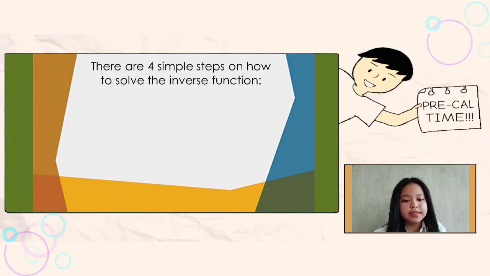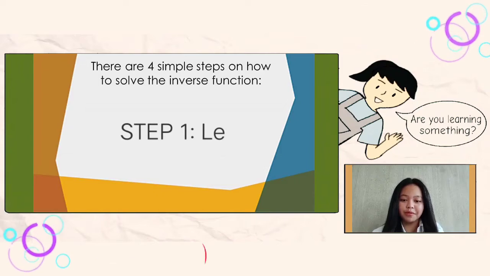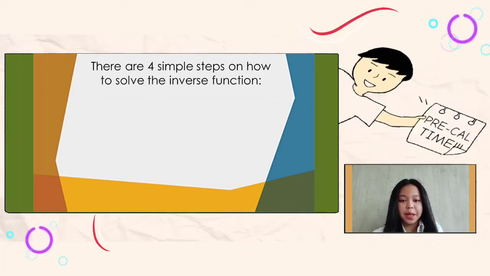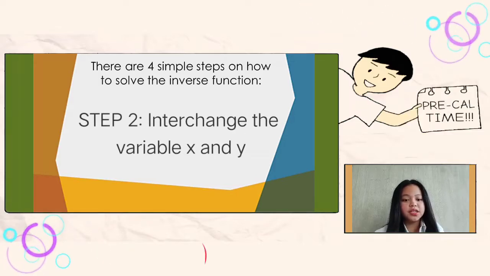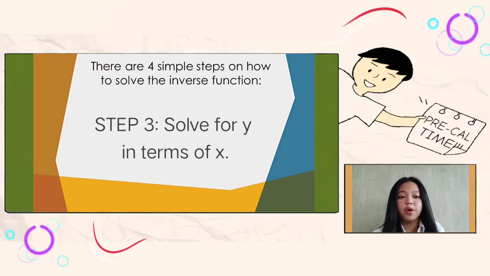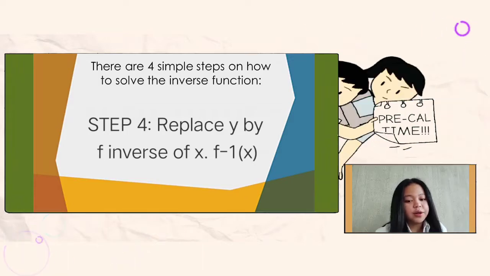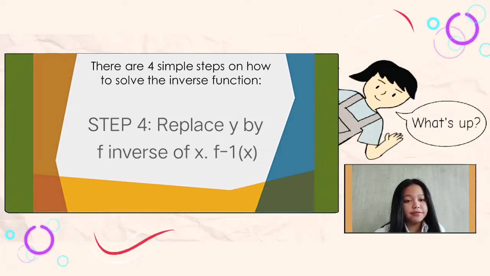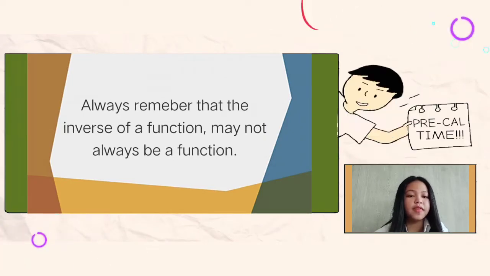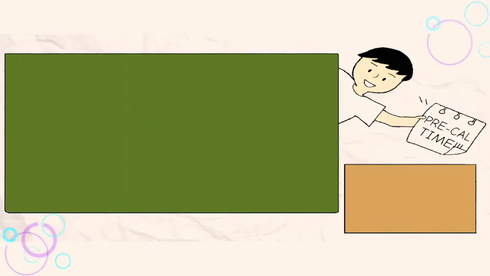There are 4 simple steps on how to solve an inverse function. Step number 1, let y equals f of x. Step number 2, interchange the variables x and y. Step number 3, solve for y in terms of x. And step number 4, replace y by f inverse of x. And lastly, always remember that the inverse of a function may not always be a function.